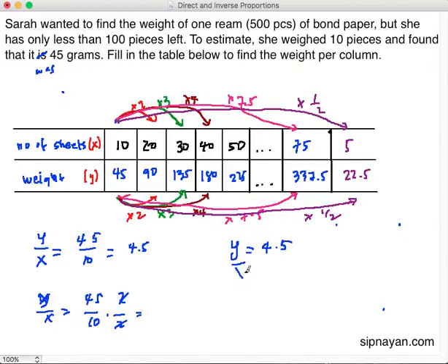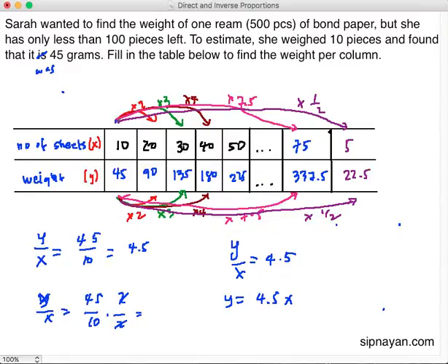And y over x equals 4.5. Ibig sabihin lahat ng pair na yan ng y and x, pag dinivide mo yung y and x, magiging 4.5 siya. Meaning, if you multiply both sides by x, we can have the relationship y equals 4.5x. Okay? So, ibig sabihin yung 4.5 na yan is constant yan.